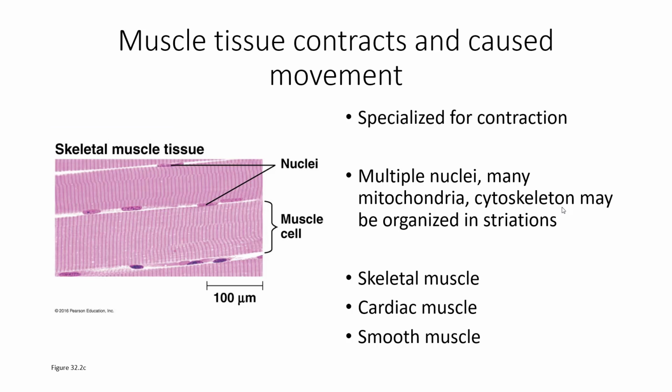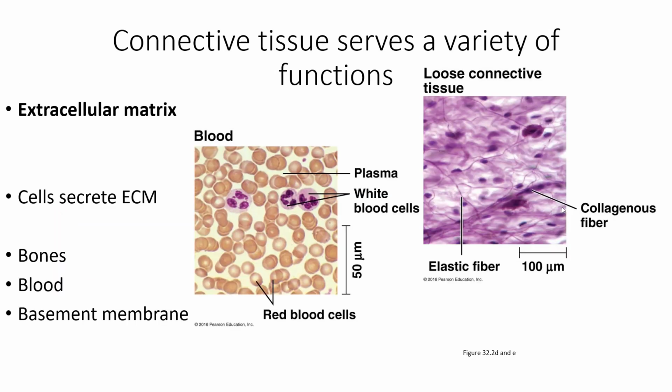Muscle tissue contracts and causes movement. Muscle tissues have multiple nuclei, many mitochondria, and the cytoskeleton may be organized in striations. You can see these stripes here in the skeletal muscle. And there are three types of muscle tissue. The skeletal muscle with striations is attached to bones. The cardiac muscle has gap junctions between the cells, allowing them to share a charge, and is found in the heart. And the smooth muscle is around tubes, such as the tubes in the arteries and in the intestines.